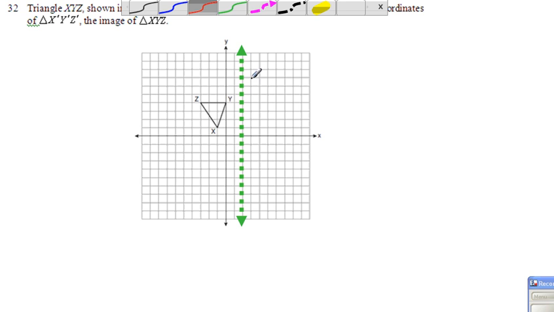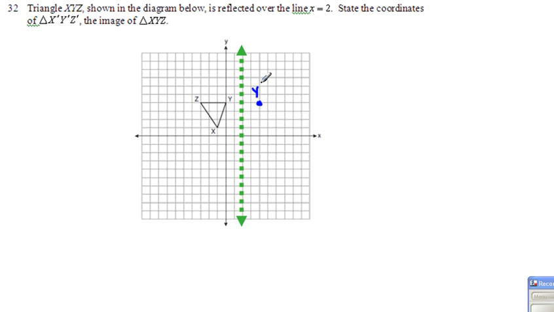So we have here, since Y was 2 units away from the line, I'm going to go over 2 units. And this must be Y prime. So Z is 1, 2, 3, 4, 5 units away. So 1, 2, 3, 4, 5. That will be Z prime. And X is 3 units away, so we're going to go 1, 2, 3. X prime.